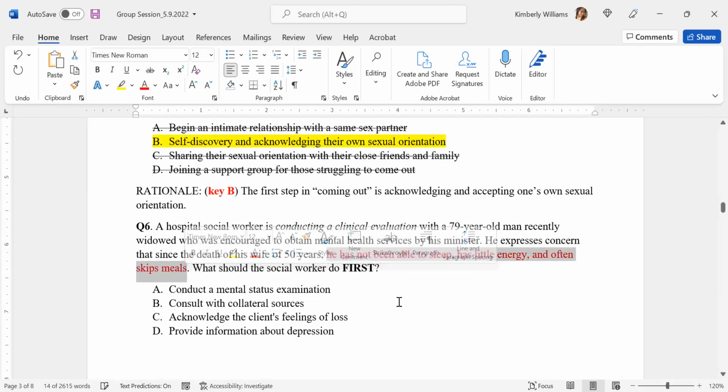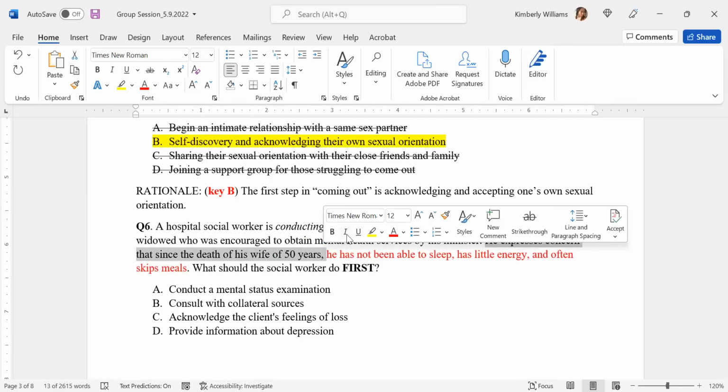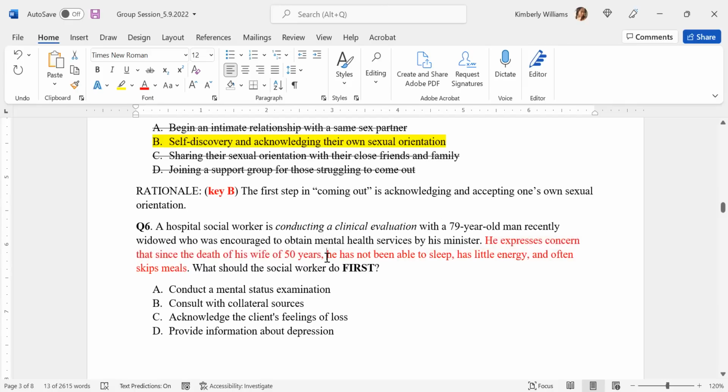Okay. So it's saying, what should the social worker do first? Okay, so first means we're looking for what? Like something in the beginning? Nope, we're looking for the most important thing. Don't forget it. I ain't gonna let y'all forget it. Y'all can hear me and y'all sleep. I be saying the same thing so much.